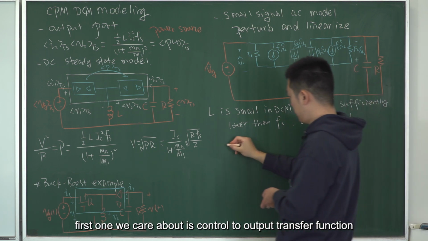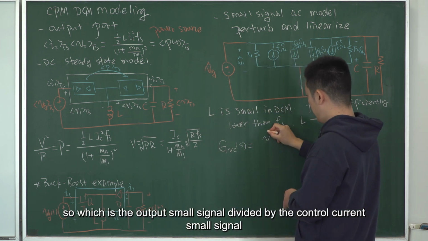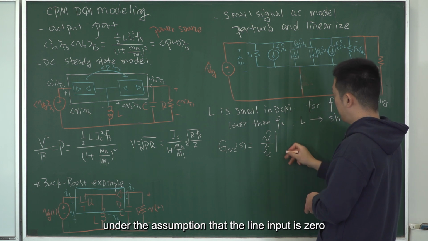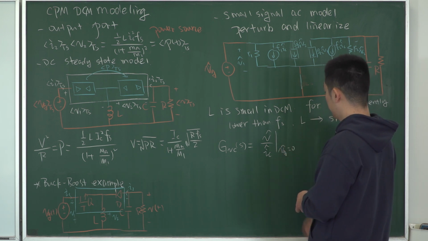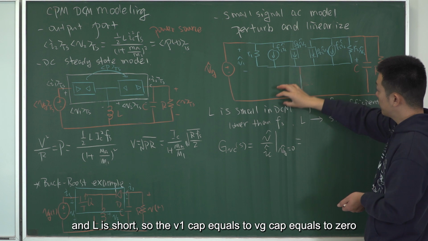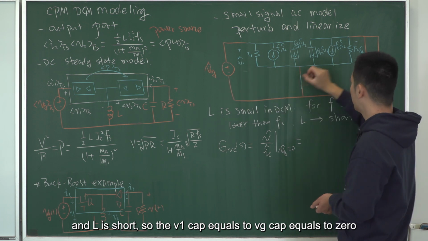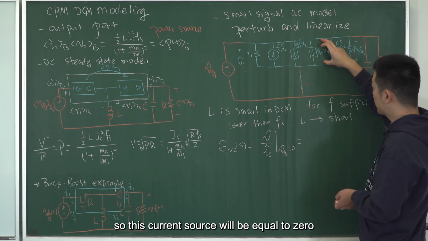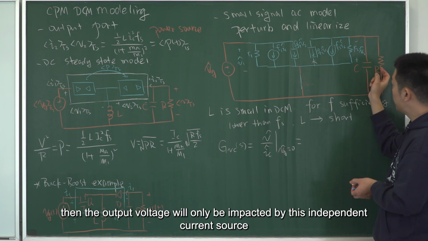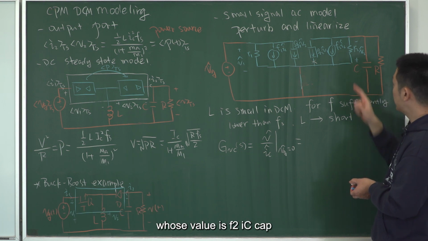First one we care about is the control to output transfer function, which is the output small signal divided by the controlling current small signal, under the assumption that the line input is 0. So if the line input is 0, and L is short, so V1 cap equals VG cap equals 0. So this current source will be equal to 0, which can be treated as an open circuit. So if here is open circuit, then the output voltage will only be impacted by this independent current source, whose value is F2 IC cap.